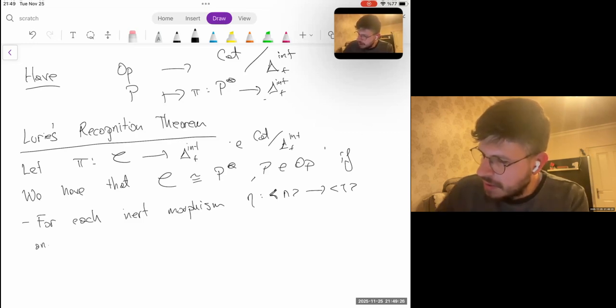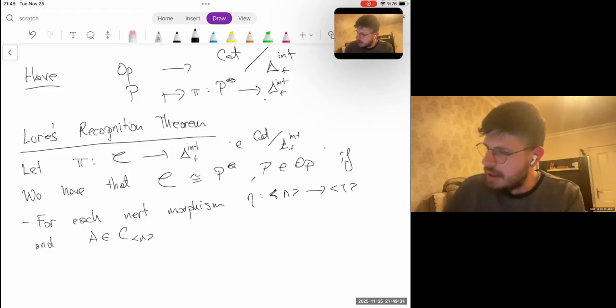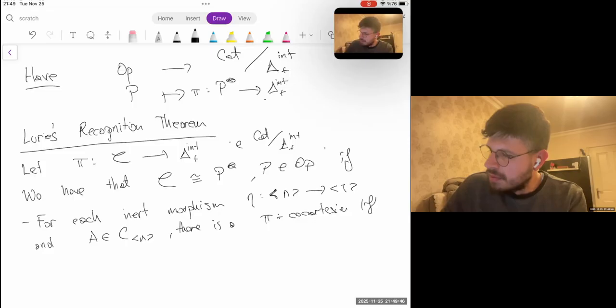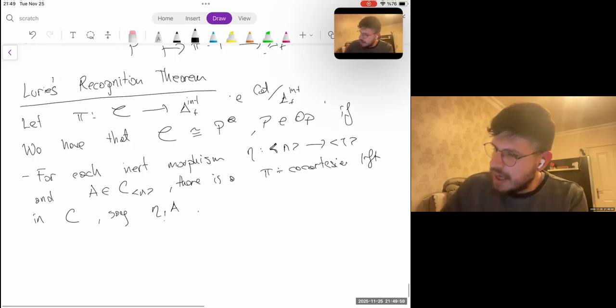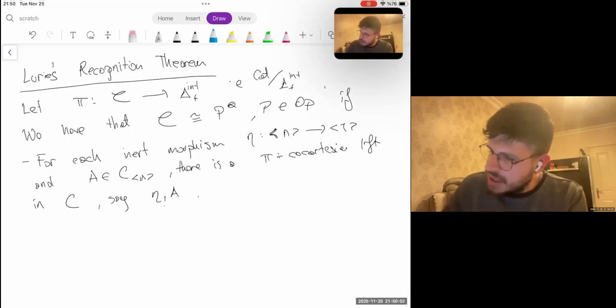And a in the pre-image. So there is a pi co-Cartesian lift in C, say, yes.